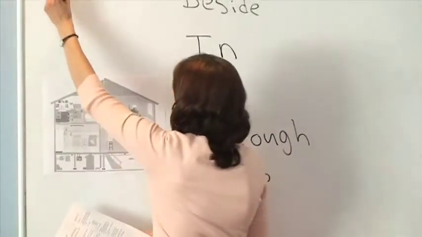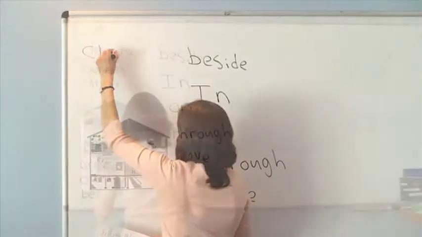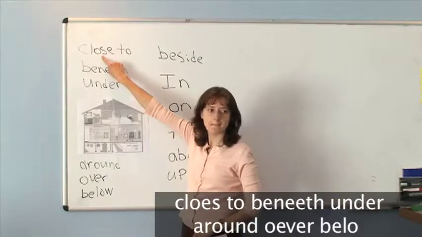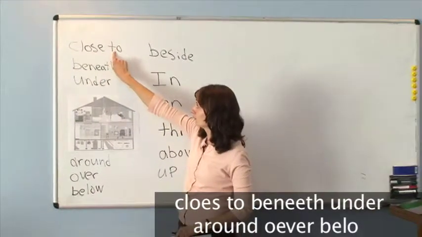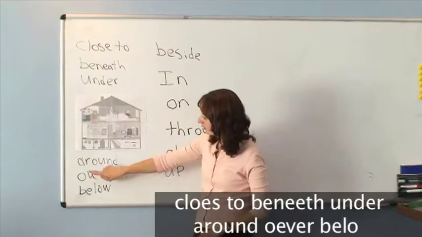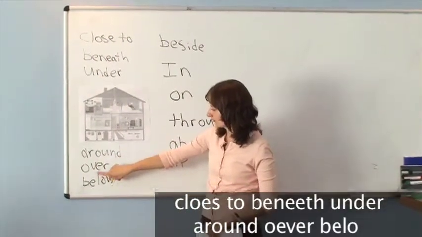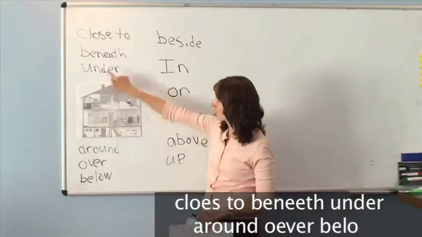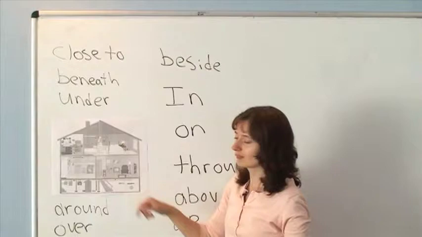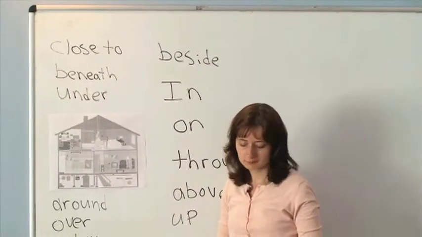Okay, let's do these ones. What's this one say? Close to, beneath, under, around, over, below. So how could I use close to? When you're in the living room, you're close to the kitchen.